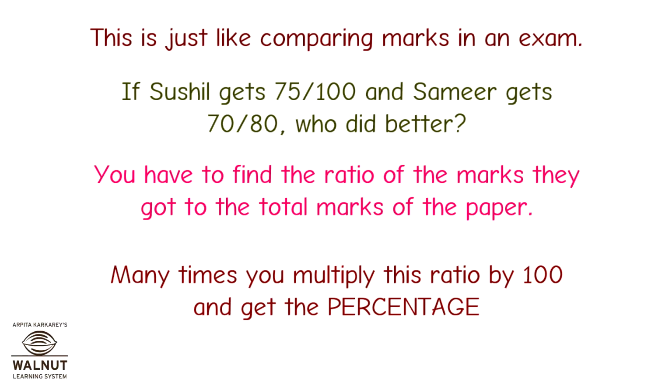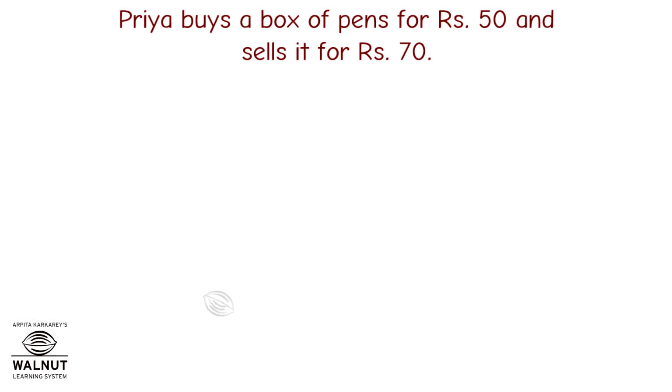What does percentage mean? It means per 100. Let's see if we can find the percentage profit of these two transactions. Priya's cost price was rupees 50 and her profit was rupees 20. Let's find out what her profit would be if her cost price was rupees 100. That profit will be the profit on rupees 100. So, it would be the percentage profit.